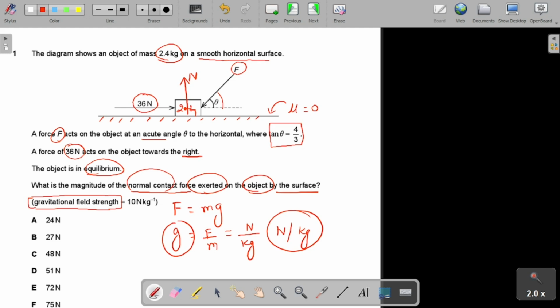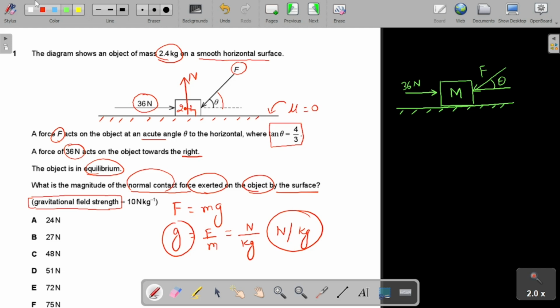We have the options. For this type of question, what we can do first is sketch the free body diagram. So I'm going to draw its free body diagram. Please try to understand. This is a block having mass m. It is kept on a surface and its coefficient of friction is 0. There is a force of 36 Newton acting towards the right. There is another force acting in this direction at the angle of theta with the horizontal.